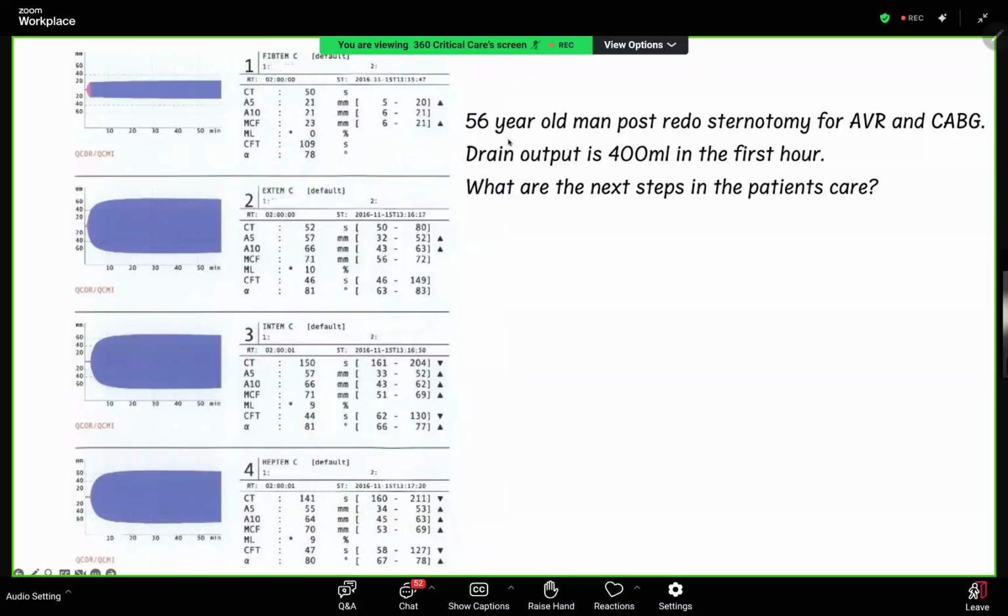This one: 56-year-old man post redo sternotomy for AVR and CABG. Drain output is 400 ml in the first hour. What are the next steps in patient care? Okay, what's happening here? Again, just look at the star one. In lysis is 9%. So again, there is increased lysis. Though it looks fat and wide, you have a clot lysis of 9% and the patient is bleeding. So what will you do? Tranexamic acid. All right. Okay.